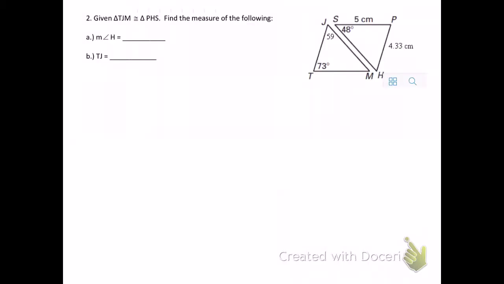You do this one. Find the measure of angle H, and find the length of TJ.